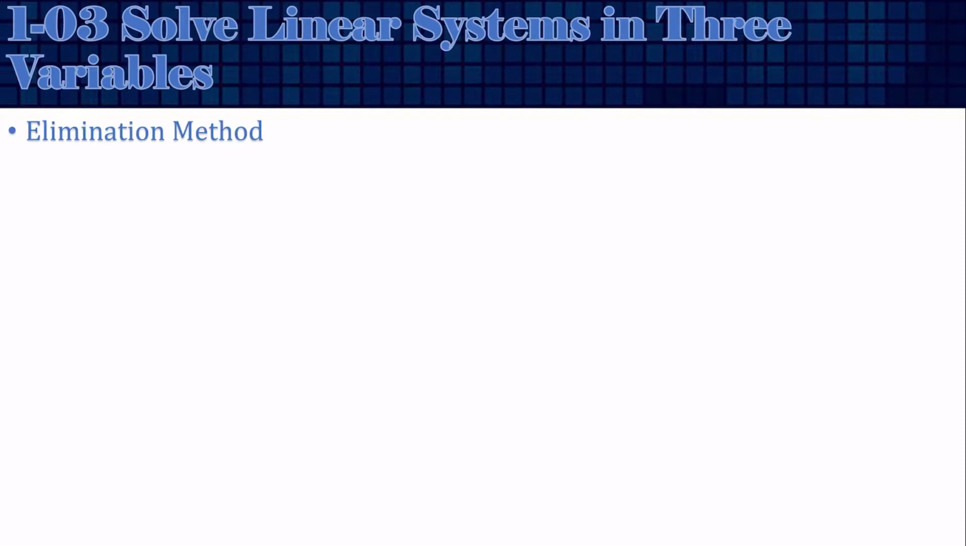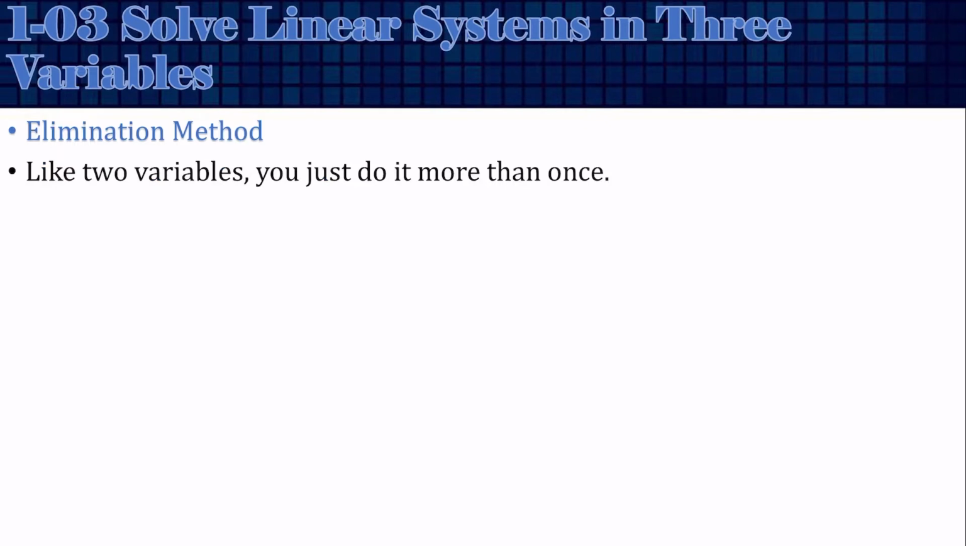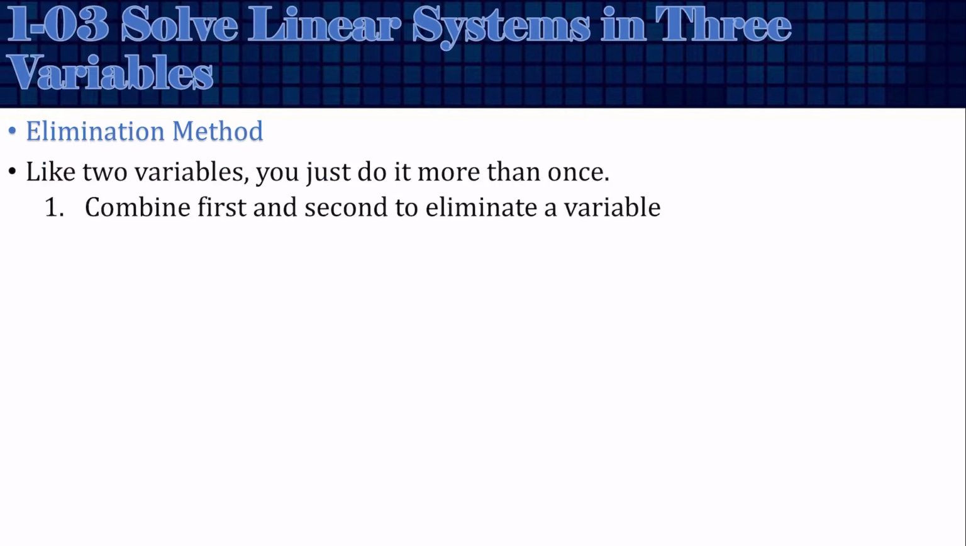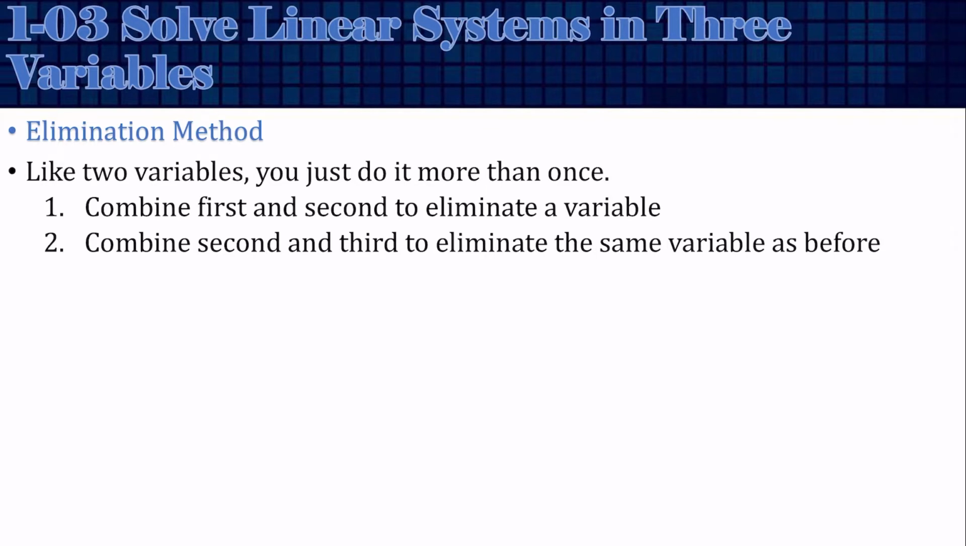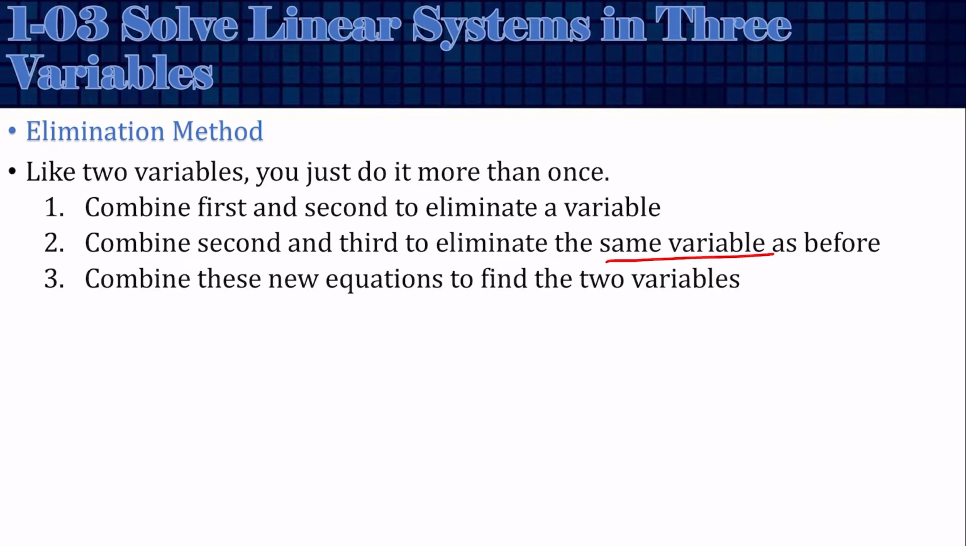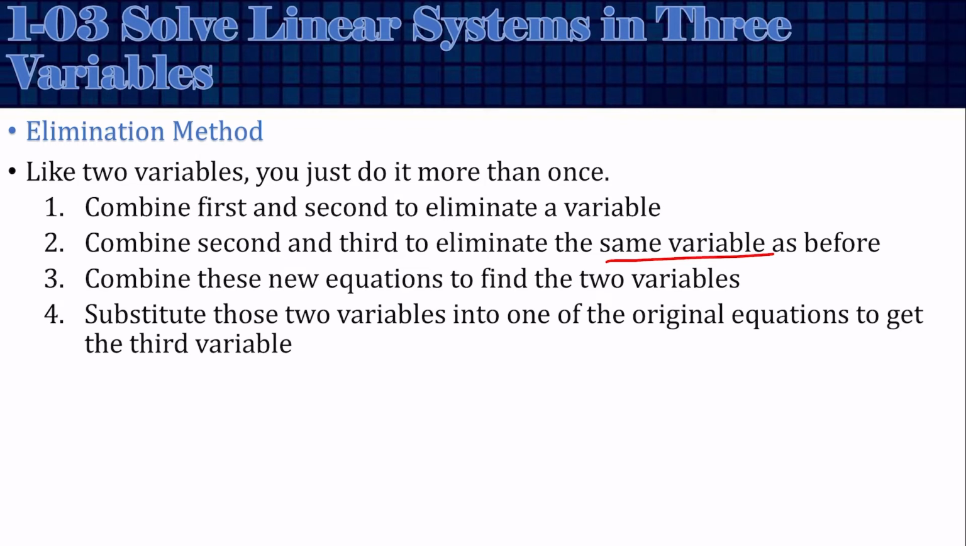All right, to solve systems in 3 variables, we're going to use the elimination method. You do it like 2 variables, you're just going to do it more than once. So usually you'll combine the first and second equation to eliminate a variable. Then you'll combine the second and third equation to eliminate the same variable as before. You combine these new equations to find your 2 variables, and then you substitute those 2 variables into one of the original equations to get the third variable.